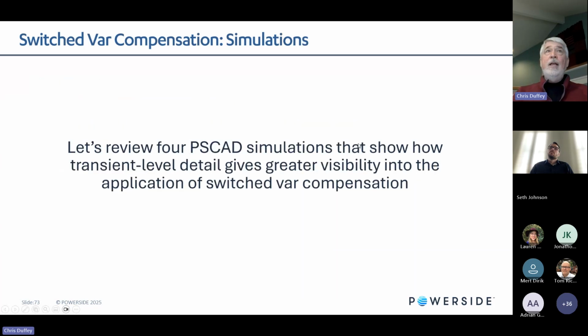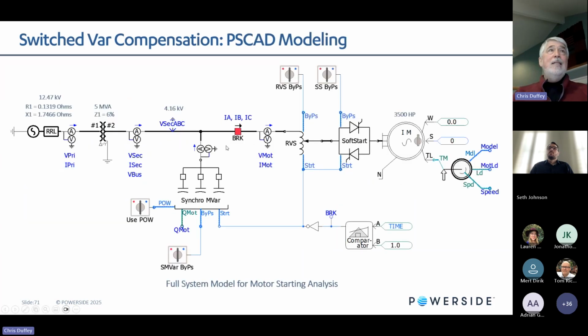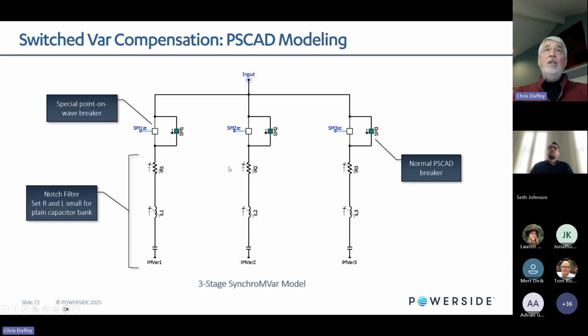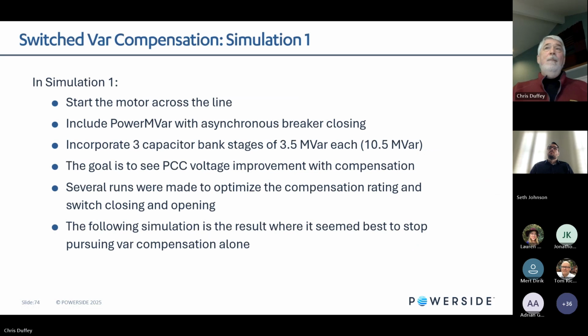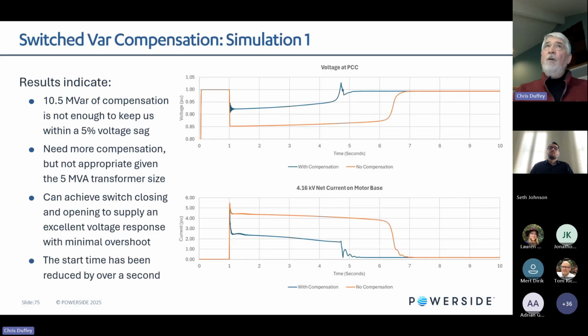Now, I don't know if you noticed in the model, this is a 5 MVA transformer. So that is a lot. That's actually overcompensation, and you have to be very careful with how you apply overcompensation. So this is where we stopped. Like I said here, the following simulation is a result where it seemed best to stop pursuing VAR compensation alone. So it looks like switched VAR compensation by itself kind of has its limits, and it can't really get us to the condition where we want to be.